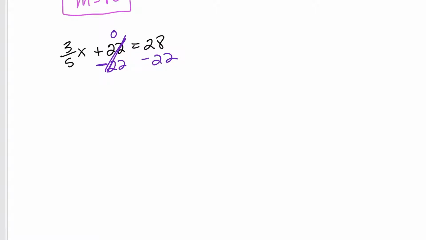I'm going to bring down my 3/5 x, and then this is going to be equal to 28 minus 22. That's going to be 0. 28 minus 22 is going to give me 6, so this is going to be equal to 6.